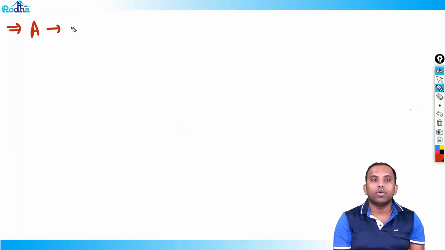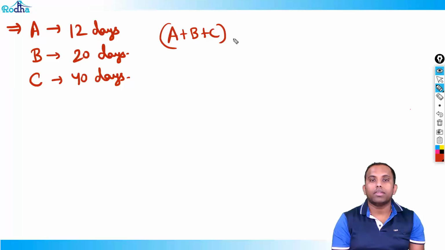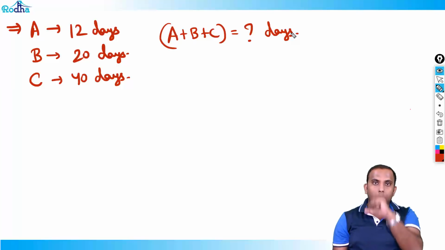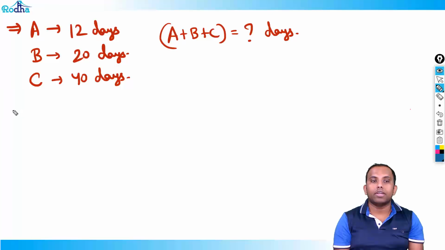A can do a work in 12 days. B can do a work in 20 days. C can do a work in 40 days. In how much time will A, B, C together complete the work? In how many days will they do it? Simple application: take the LCM of the data.